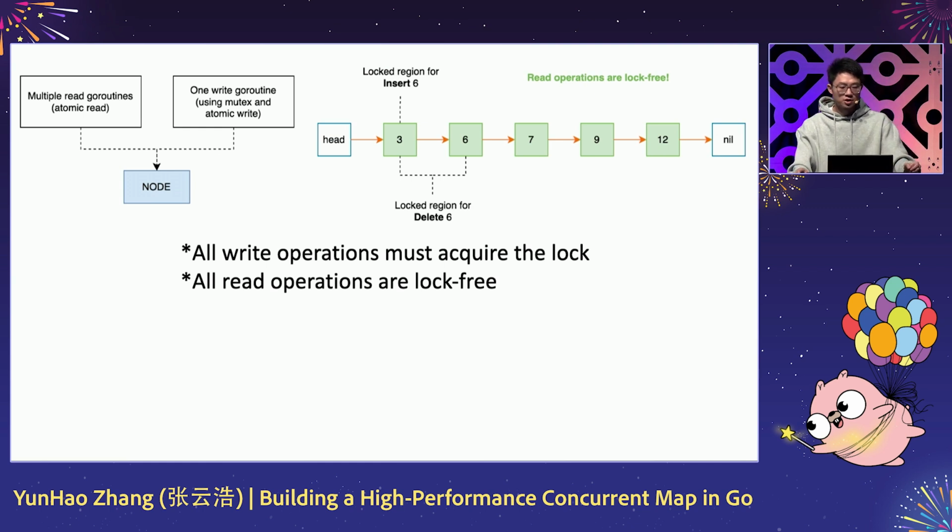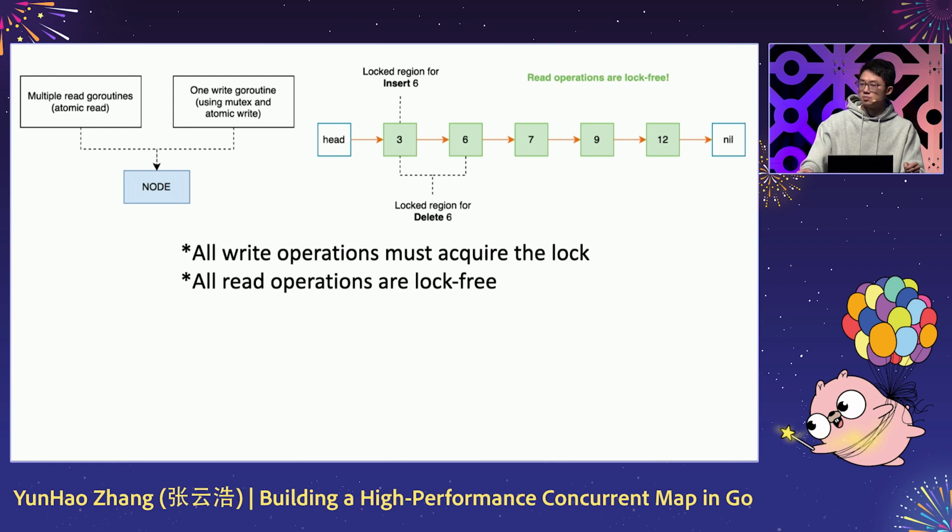Now, each node only contains one item, which means each node can have at most one write operation and multiple read operations at the same time for most cases. In this case, we can use atomic functions provided by the standard library, making the entire process concurrent safe. That is, for each node, all write operations must acquire the lock before being executed, while all read operations can be executed directly.